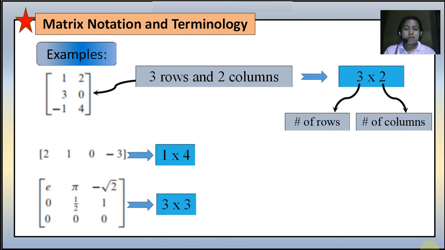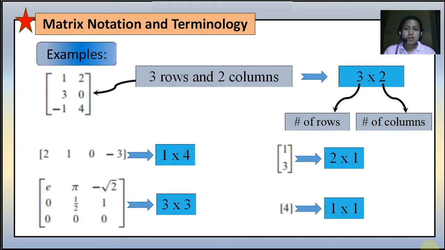So this type of matrices are called square matrices since they have the same number of rows and the same number of columns. We will explain it further later. Then we also have a 2 by 1 matrix. There are 2 rows and 1 column. Then we have a 1 by 1 matrix since there is only 1 row and at the same time 1 column.